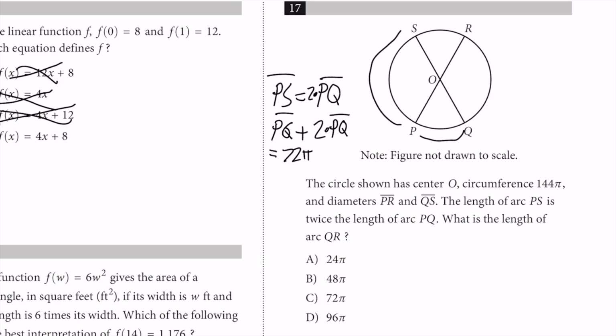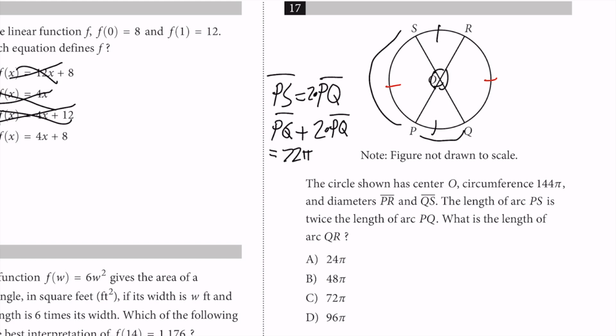It's asking for the length of QR. We know that because these angles are equivalent, the arcs must also be equivalent. And we know that therefore, these arcs must be equivalent. So these two and these two must be of equivalent lengths. So therefore, we just need to find PS.